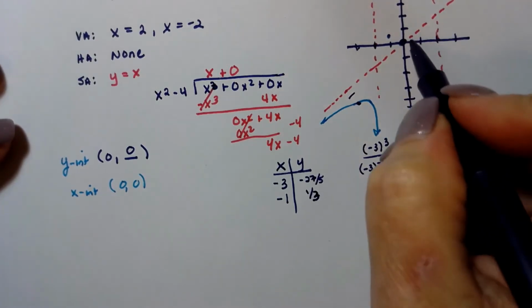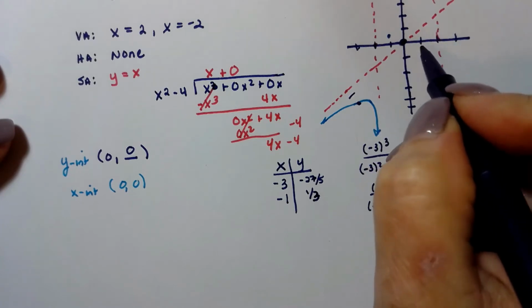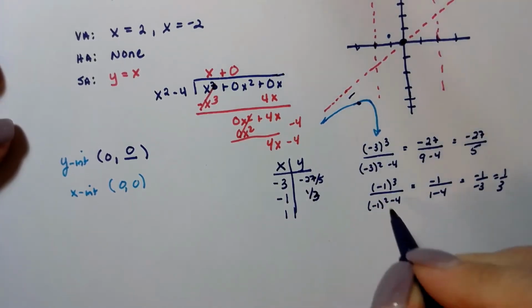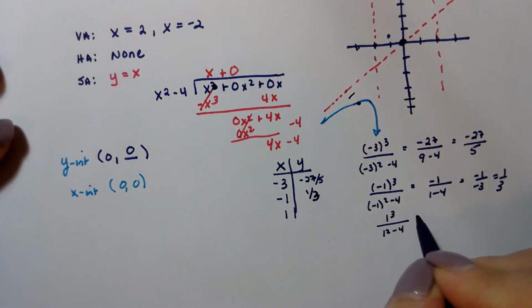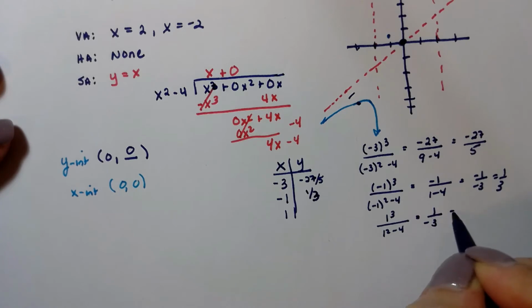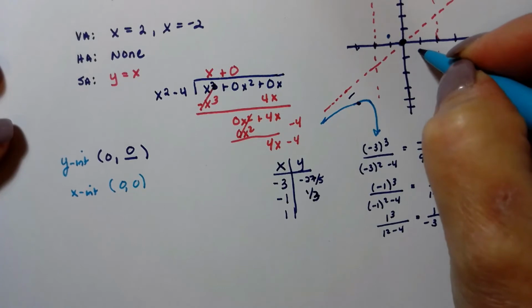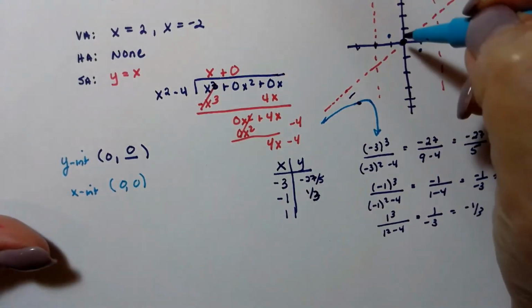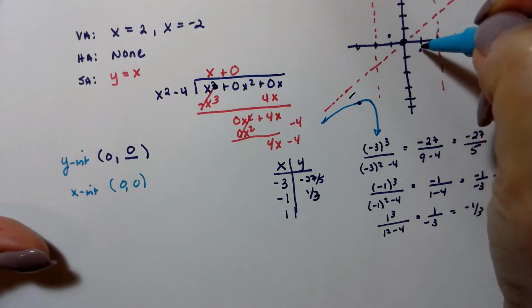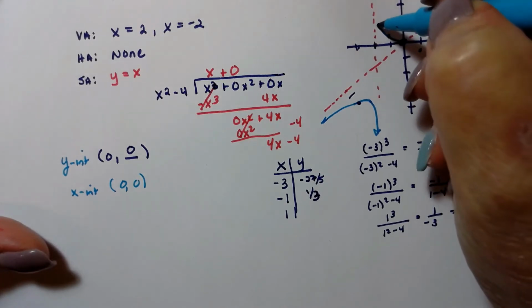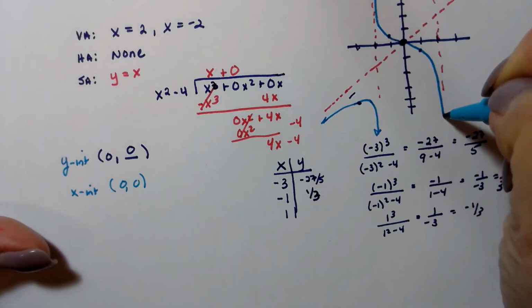Now I'm going to choose one between this intercept and this vertical asymptote, so I'm going to choose 1. If I plug a 1 in, I have 1 cubed, which is just 1, over 1 squared minus 4, so that's 1 over negative 3, or negative 1/3. This is important, so negative 1/3 is about here. Now remember, my graph has to be a smooth curve, and it has to head toward these asymptotes. So I'm just going to let the asymptotes guide the graph, something like that.